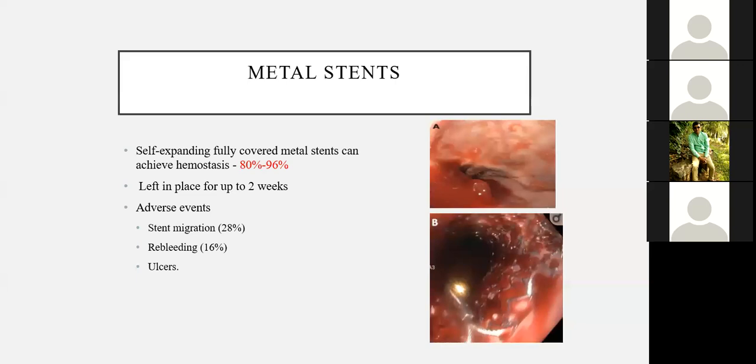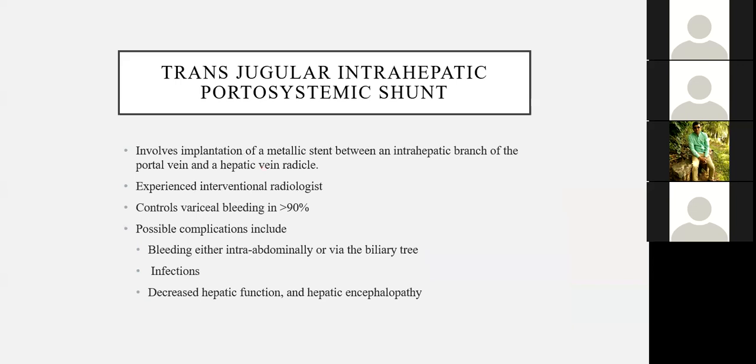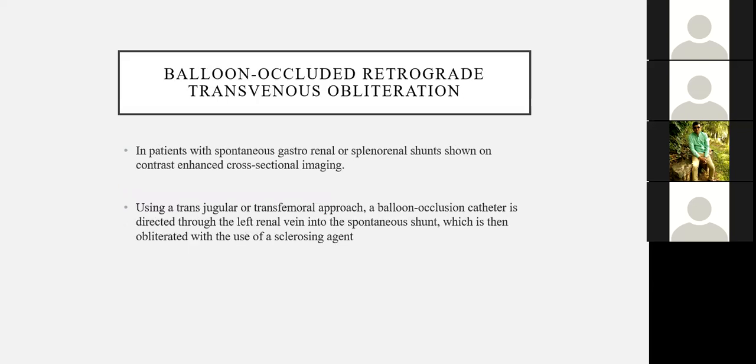Transjugular intrahepatic portosystemic shunt involves implantation of a metallic stent between the intrahepatic branch of the portal vein and the hepatic vein radicle, but it requires an experienced interventional radiologist. It controls variceal bleeding in more than 90% of the patients. The possible complications of this method include bleeding, either intra-abdominal or via the biliary tree, infections, and decreased hepatic function.